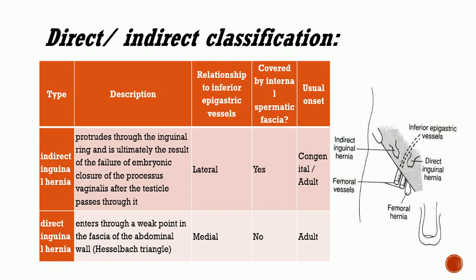Inguinal hernia can be classified into direct and indirect hernia based on its relation to inferior epigastric vessels. Indirect hernia protrudes through the inguinal ring and is ultimately the result of the failure of embryonic closure of the processus vaginalis after the testicle passes through it. Lies lateral to inferior epigastric vessels and covered with internal spermatic fascia, with congenital or adult onset. Whereas direct inguinal hernia enters through a weak point in the fascia of the abdominal wall, Hesselbach triangle. Lies medial to inferior epigastric vessels and not covered with internal spermatic fascia, with only adult onset.